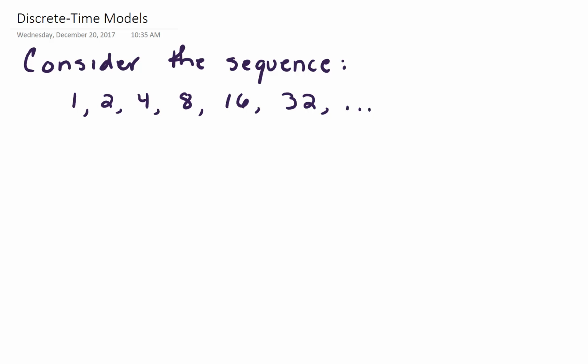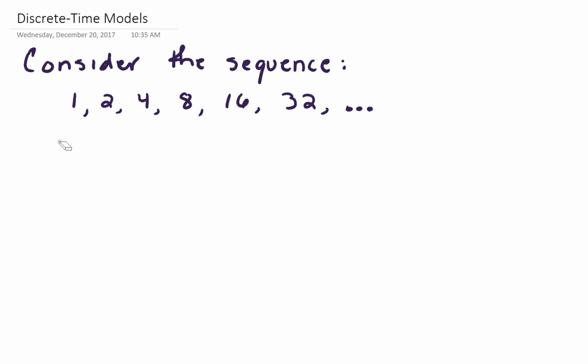Hello, in this video we're going to talk about discrete time models. To motivate this talk, let's consider the sequence 1, 2, 4, 8, 16, 32, and so forth. This is a sequence because it's simply a list of numbers. It is infinite. Notice the 3 dots at the end. This keeps going forever. Now we will denote the terms in the sequence with a variable and a subscript.